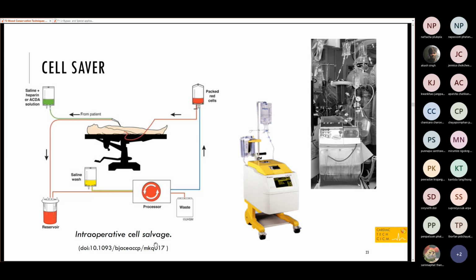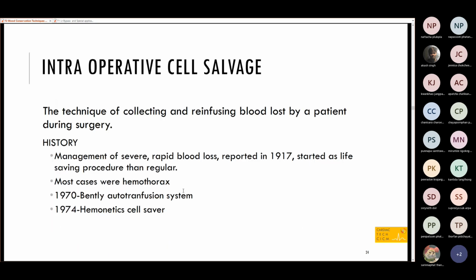After we wash enough with saline, the processor bowl or processor cone contains only the packed cells. So you move the packed cells into the packed cell bag here, and now we use that to reinfuse to the patient. All right, that is the overall of the cell saver. I'm going to repeat it again in the next slide.